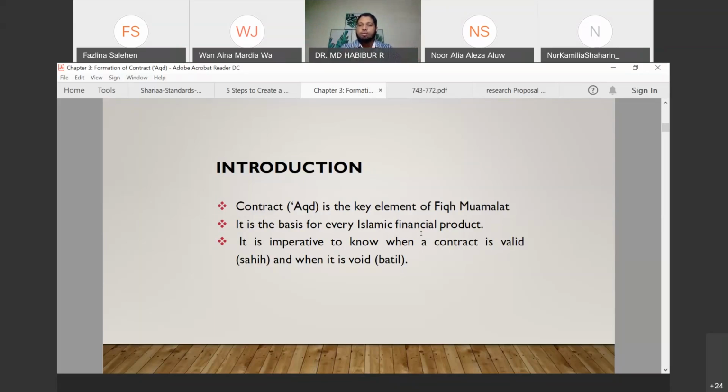For example, if it is a mudaraba contract, the relationship between buyers and sellers and other stakeholders will be different from musharaka, different from murabaha. So every contract will provide a different kind of relation among the contracting parties as well as within the stakeholders. All right. So contract will define the other clauses, the other conditions of the product itself.